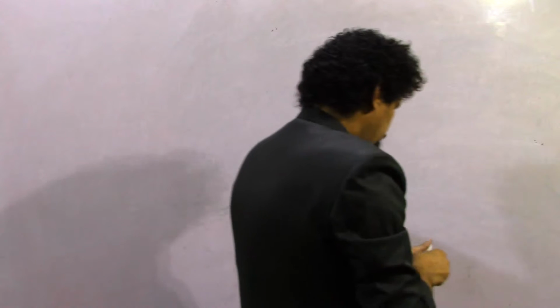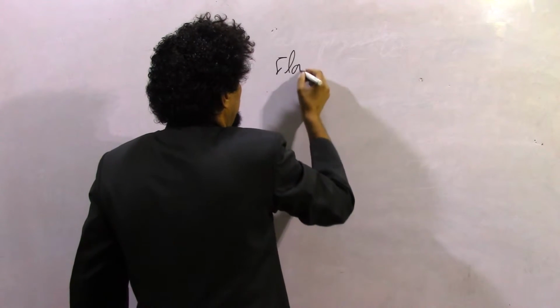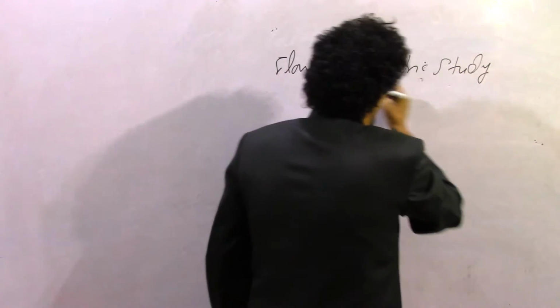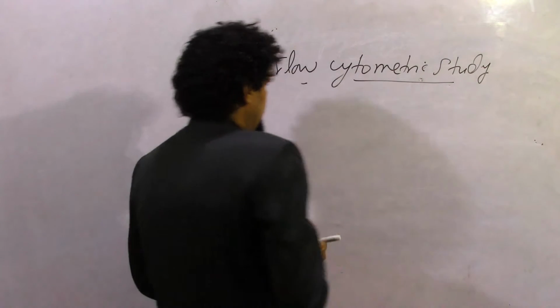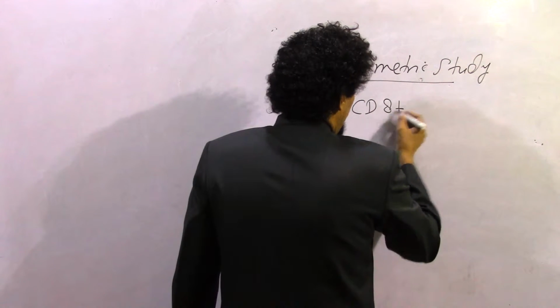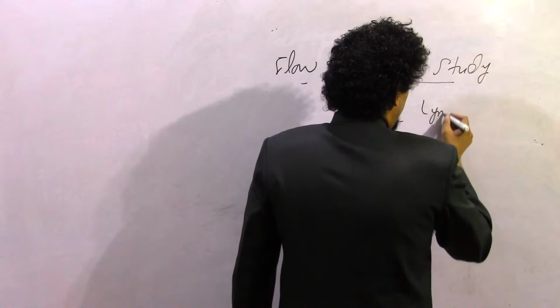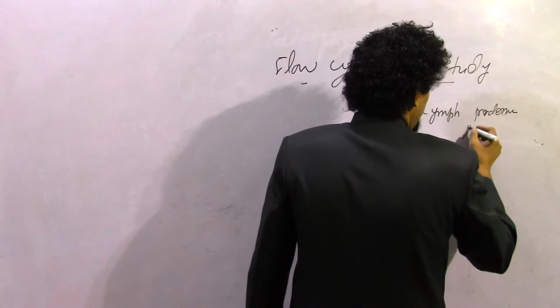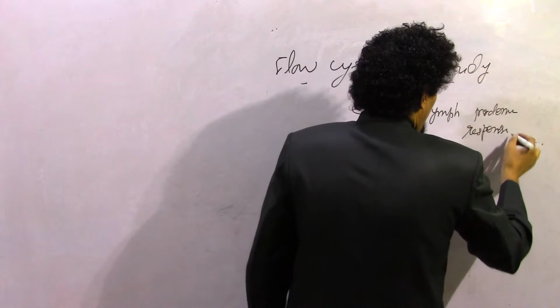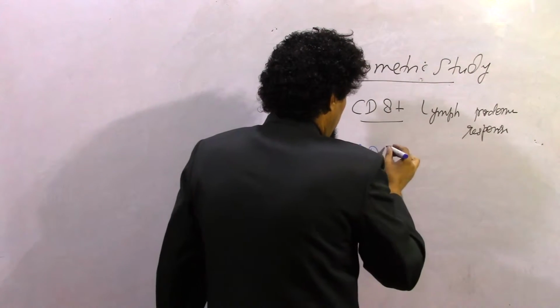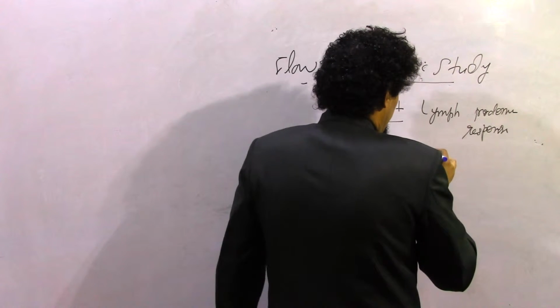The flow cytometric study. The flow cytometric study of the chikungunya virus and chikungunya fever has demonstrated that in the previous part of the fever there is CD8 plus lymphocyte predominant response, and in the later part of disease there is CD8 plus, CD4 plus lymphocyte response.